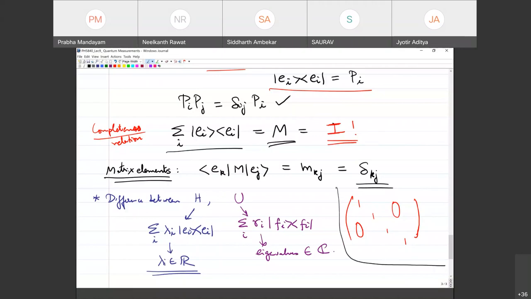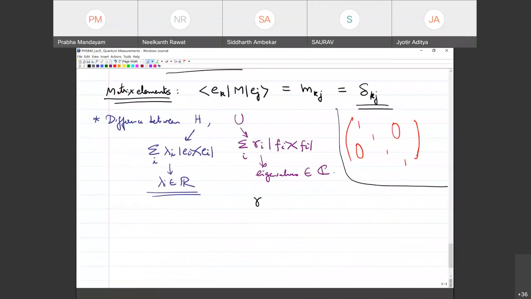In fact, what you can show is that this gamma_i's, because recall U U dagger equals U dagger U is equal to identity, correct? So this implies something specific for the gamma_i's. Can you tell me what this implies for the gamma_i's? Those of you who may know something about this. Absolute value squared is equal to 1. Absolute value is equal to 1. Yes, indeed. So the absolute value of gamma_i is always equal to 1.